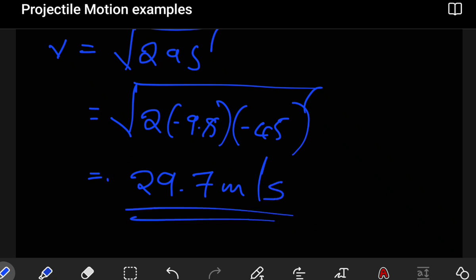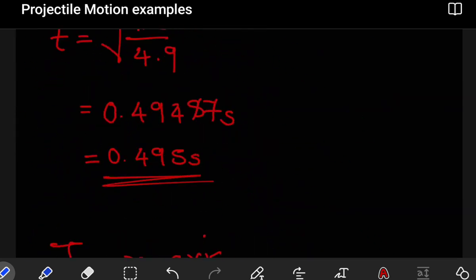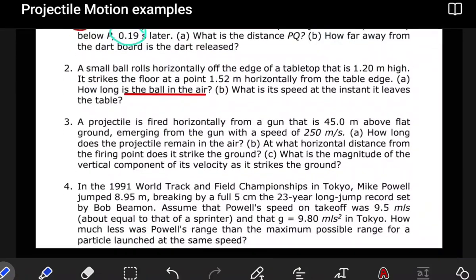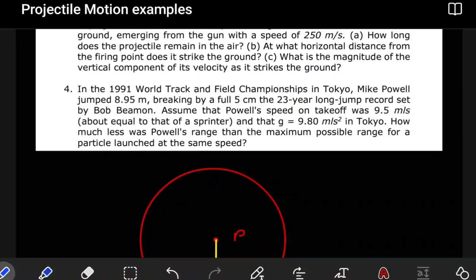So it will be plus or minus, of course, we'll take the magnitude, so we'll just take the positive one. So this would have been the other method that would have been used to get the answer here. That concludes question 3. Let's look at question 4 and call this a day.